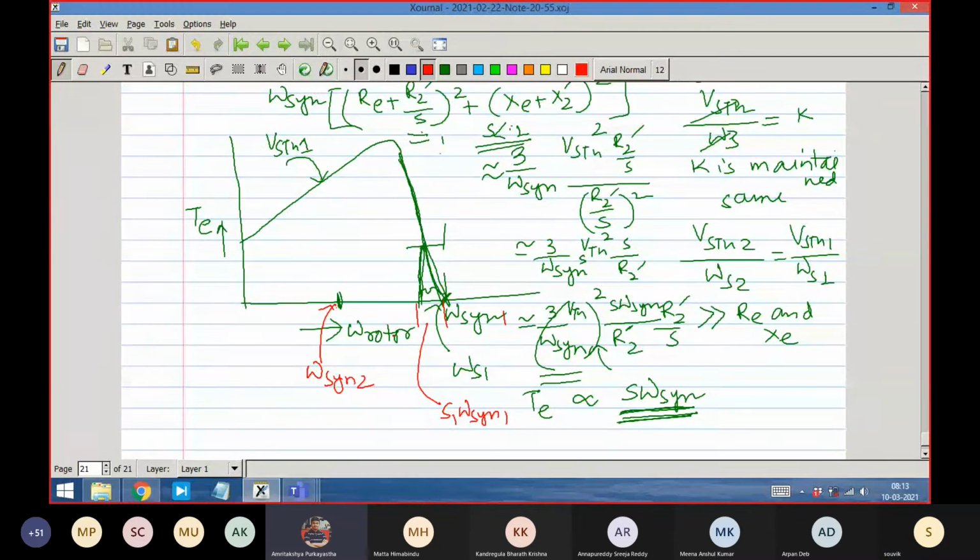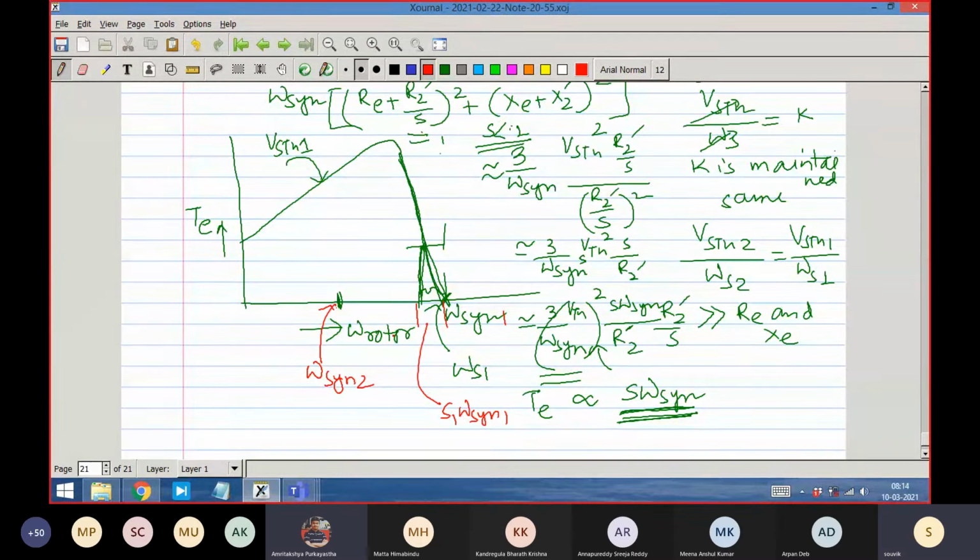Sir, the expression of induced voltage has omega proportional to induced voltage, but that is the expression for induced voltage, right? Here the voltage is not getting induced. We are supplying the voltage and the machine is generating flux. Yeah, you are right. So the same expression won't be valid, right?